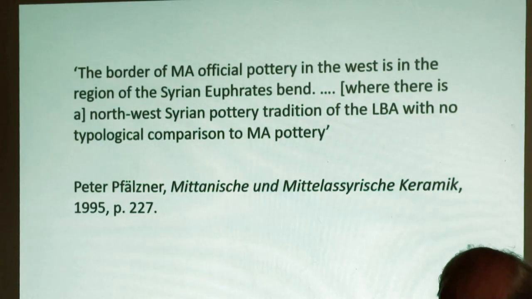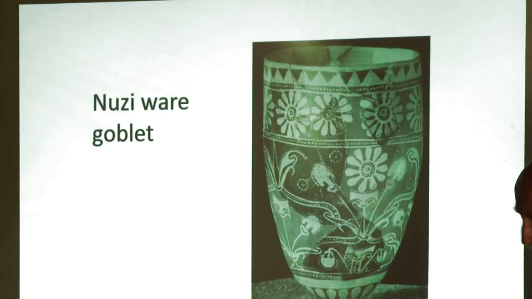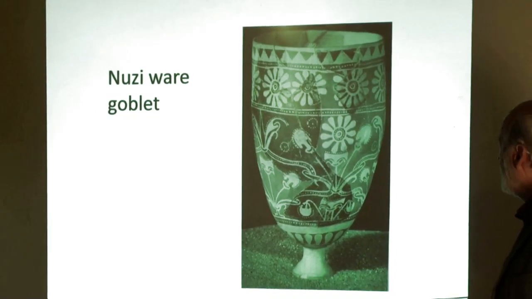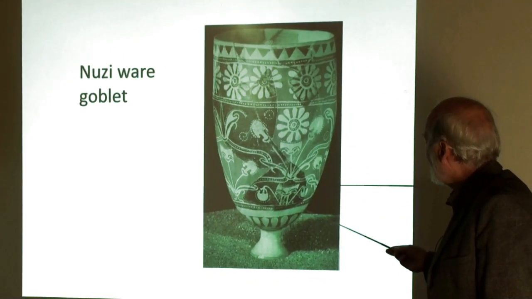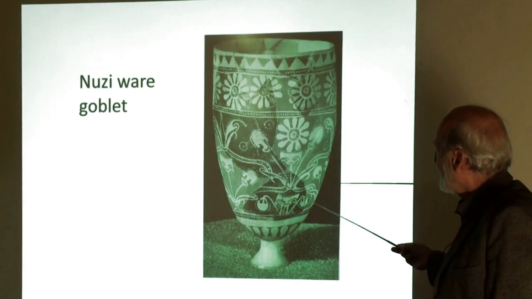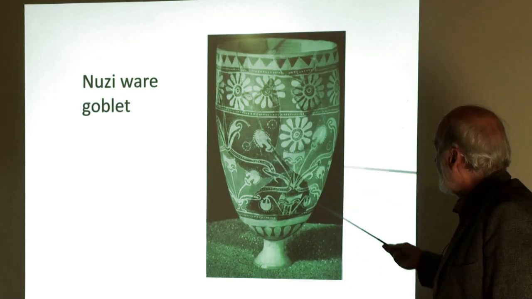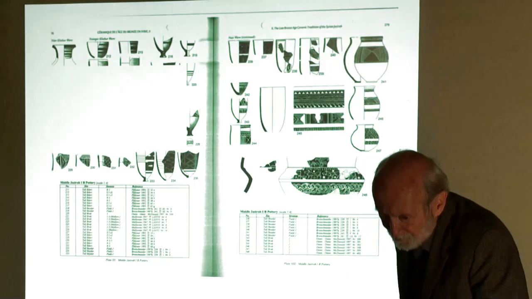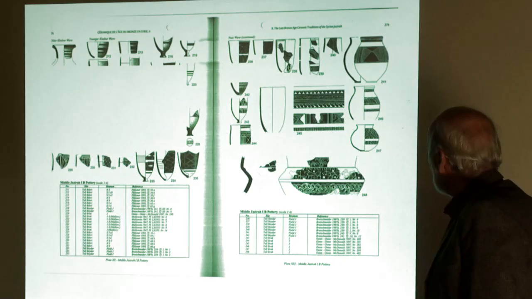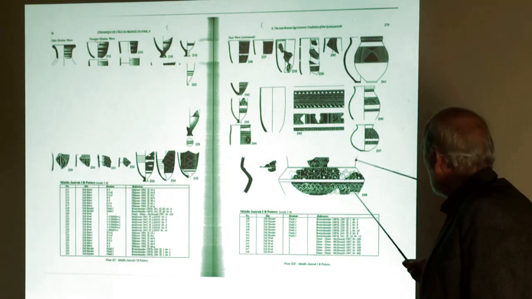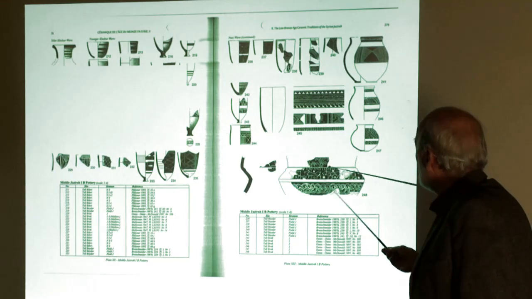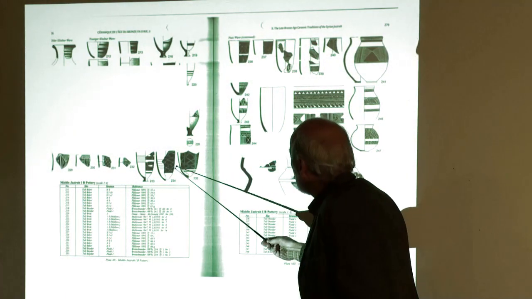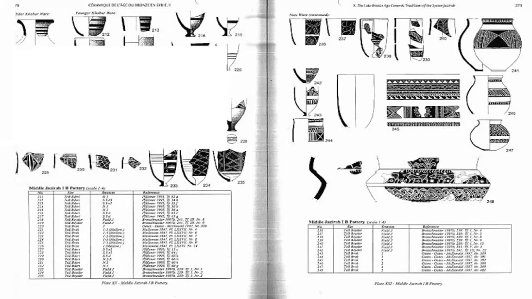But there is one type of pottery that crosses that barrier. It's Nuzi ware, named after a site just east of Assyria called Nuzi. It has nice decorations, with white on a black background. It's quite distinctive. This is a floral design, and more common are patterned designs. There's one here with some animals as well as floral, but mostly geometric patterns. Anyway, it's a fairly distinctive type of pottery.